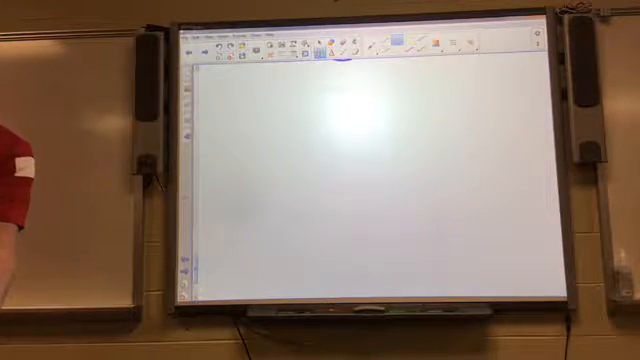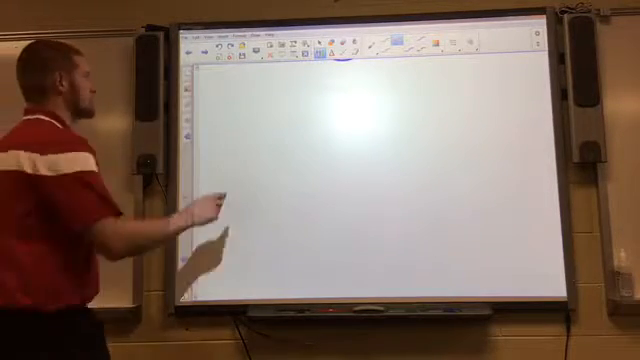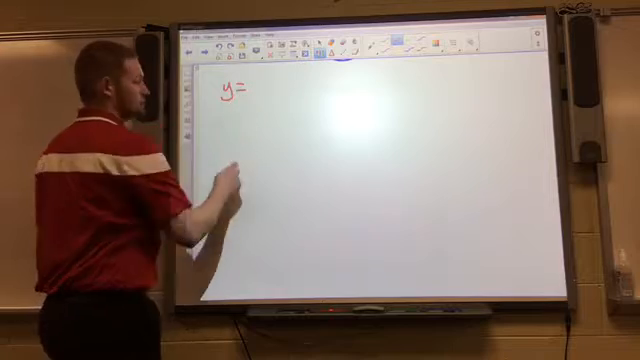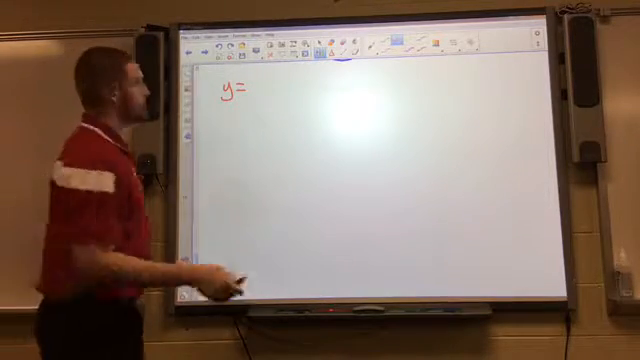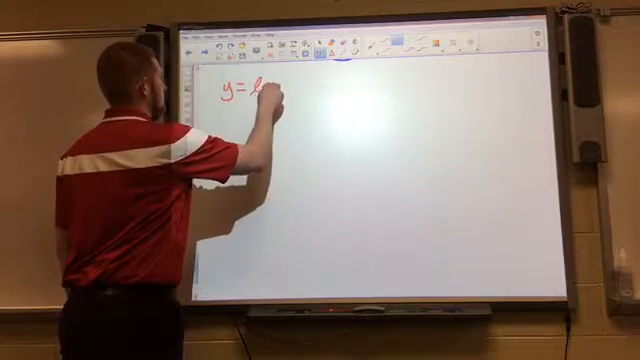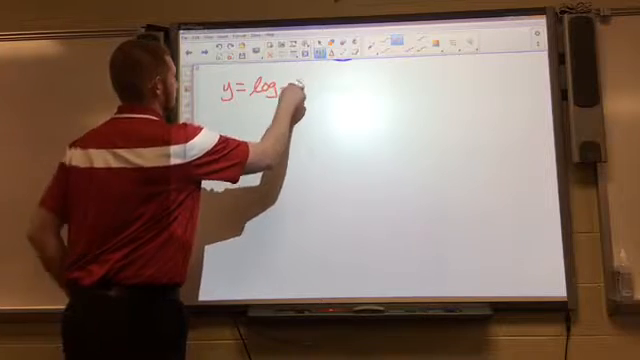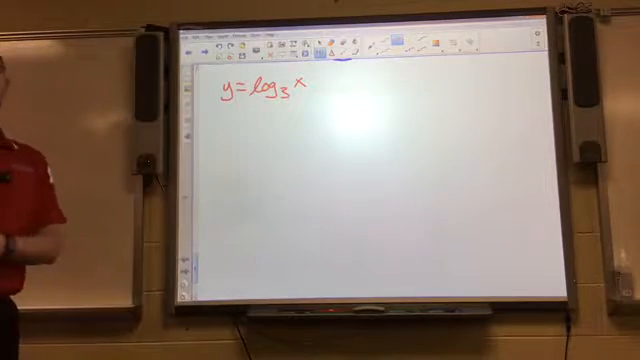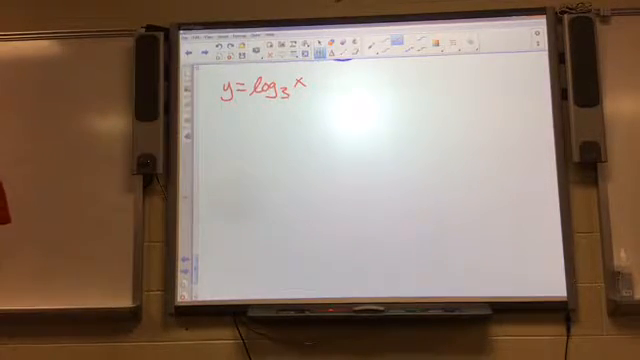Okay. On example 6, we want to find the inverse of the function. Okay? So I have y equals log base 3 of x. What did we do usually to find the inverse of a function?